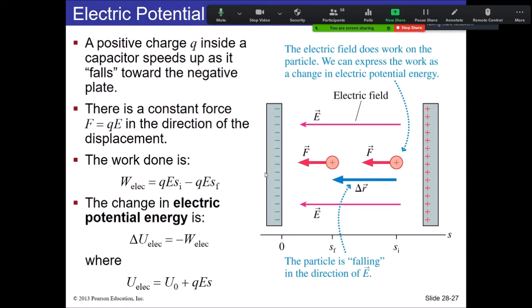So the negative plate is the ground, right? And the E is like the gravitational field here, and we have our particle falling. The further you are away from the negative plate, the more potential energy that you have. Okay, so QES, right? The larger the S is, the farther you are from this zero point, the more potential energy you have. Simple enough.